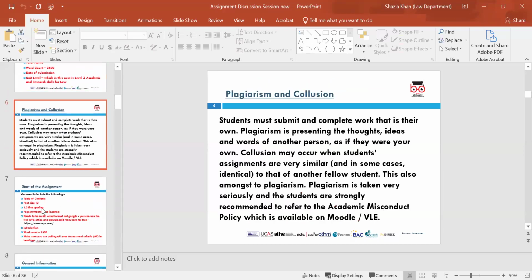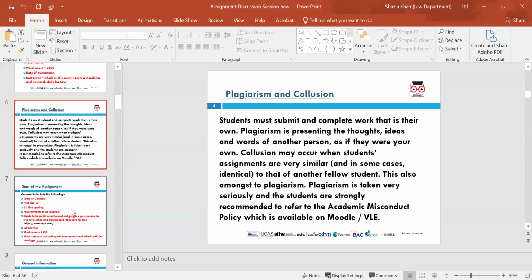So plagiarism and collusion, going back to the declaration we've looked at. Students must submit and complete work that is their own. And I will reiterate this throughout. Plagiarism is presenting thoughts, ideas, and words of another person as if they were your own. Collusion may occur when students' assignments are very similar and in some cases identical to that of another fellow student. This also amounts to plagiarism. Plagiarism is taken very seriously, and students are highly recommended to refer to the academic misconduct policy, which is available on Moodle, the virtual learning environment used for UK Varsity.